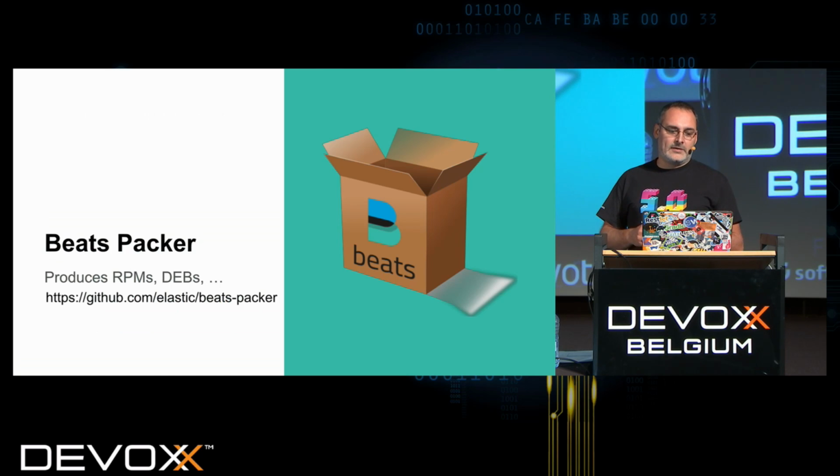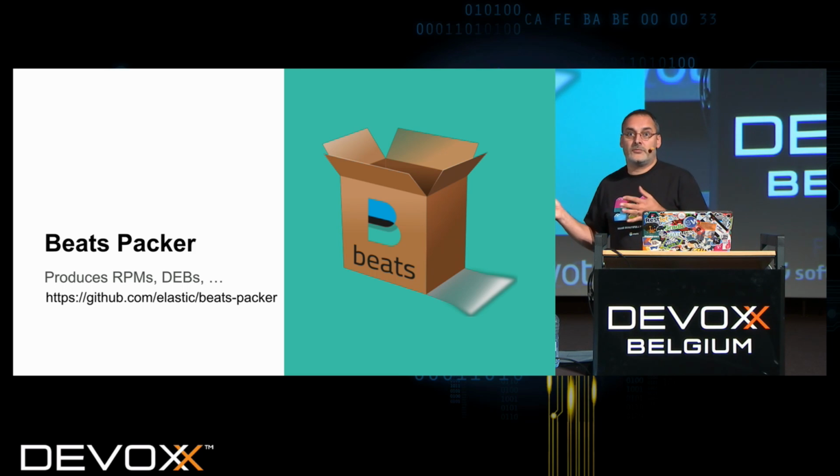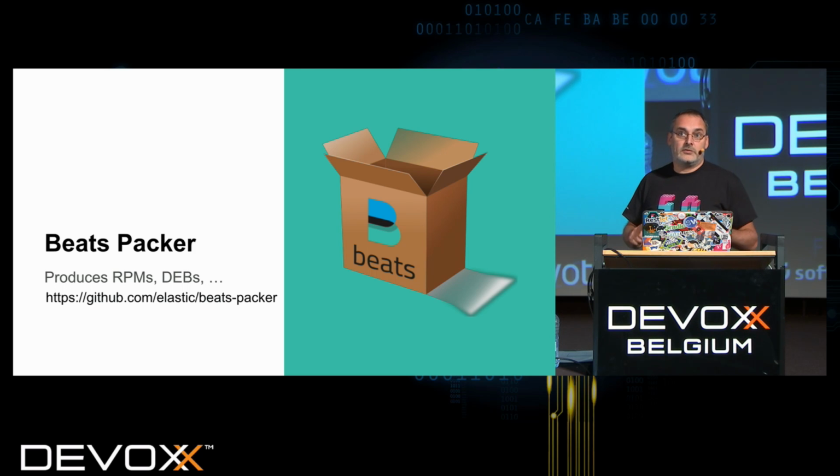We are also providing what we call a Beats packer. Because Beats are binaries, you have to provide a binary for each platform you are targeting. So for Debian, Ubuntu, Windows, and so on. So this Beats packer repository will help you to create, using Docker, all the binaries you need.